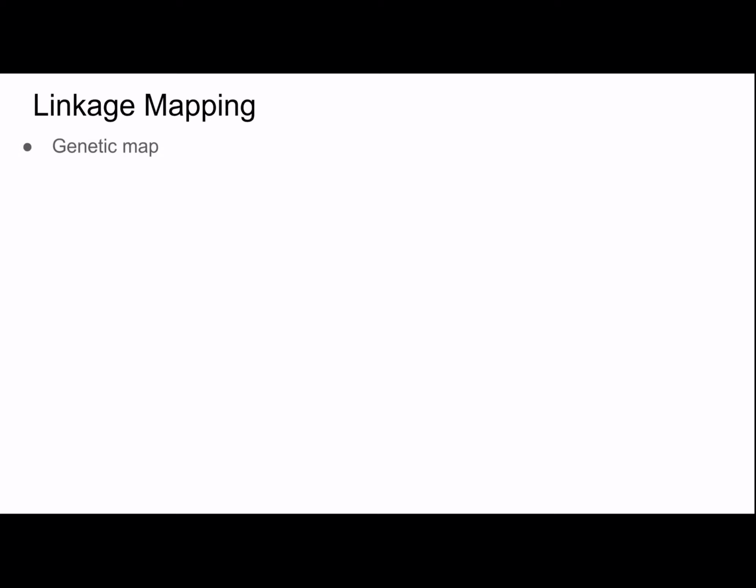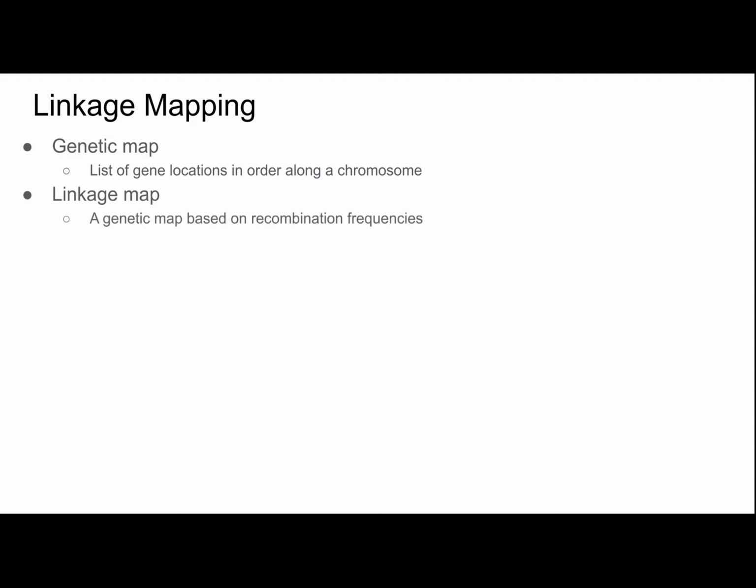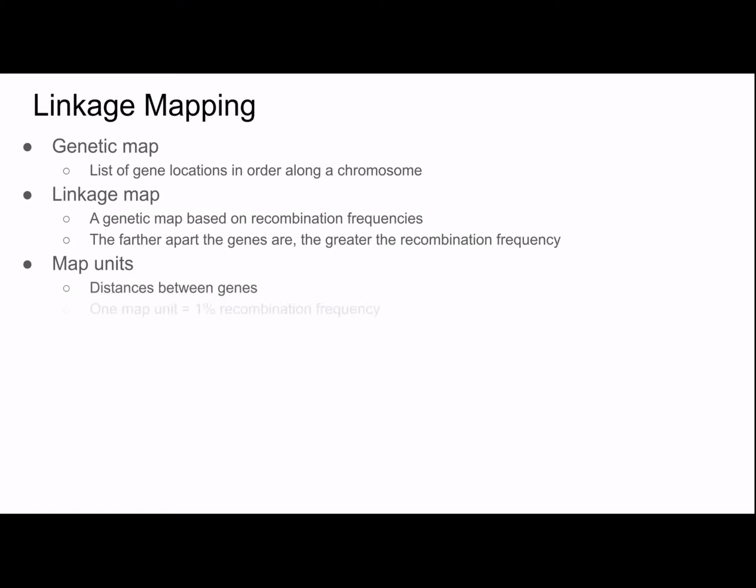A genetic map is a list of gene locations along a chromosome in order. A linkage map is a genetic map based on recombination frequencies. The further apart the genes are, the greater the recombination frequency. Again, because if they're close together, there's a high chance that they will be inherited together. Map units are the distances between genes. One map unit corresponds to 1% recombination frequency.